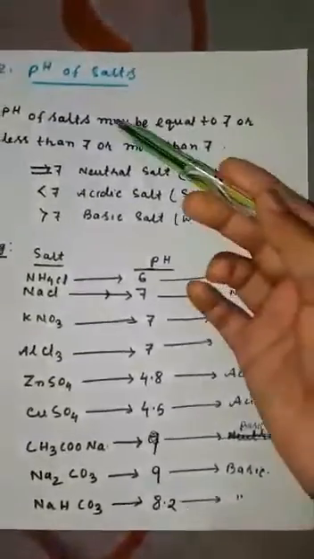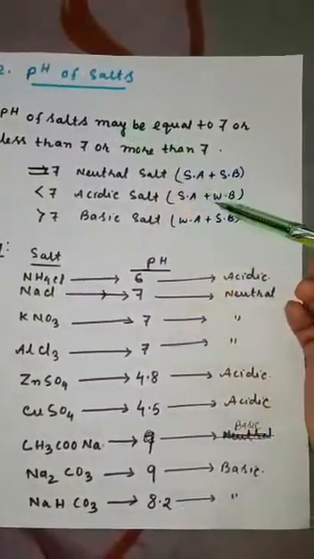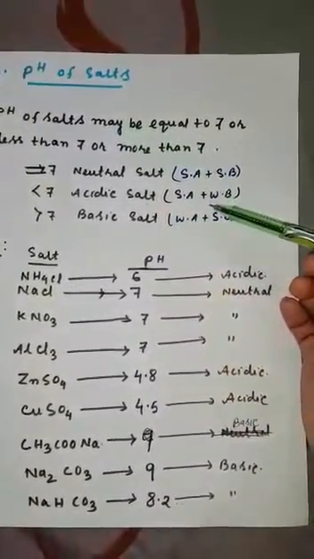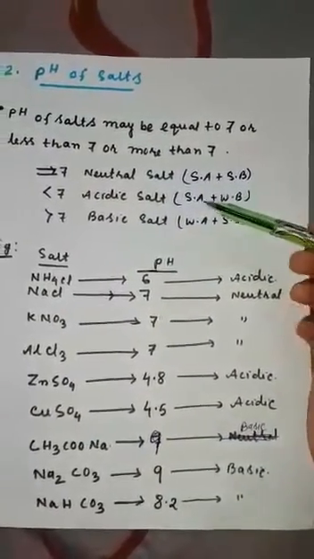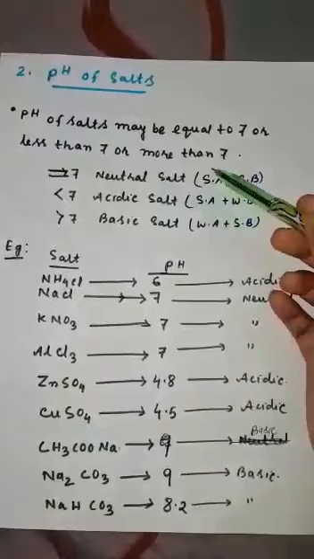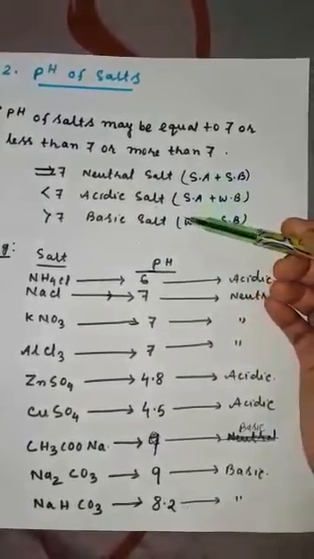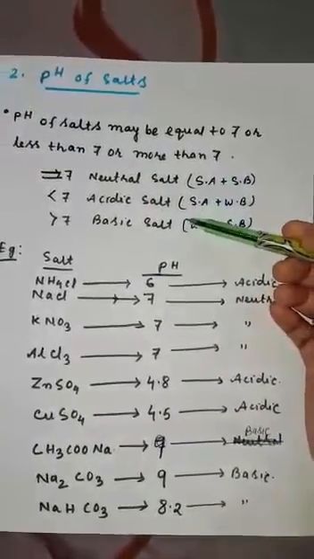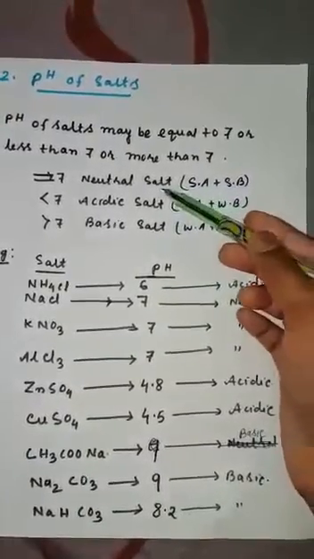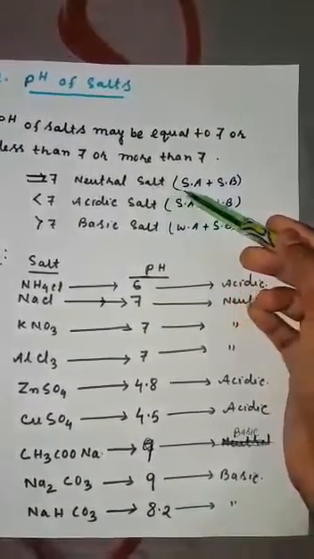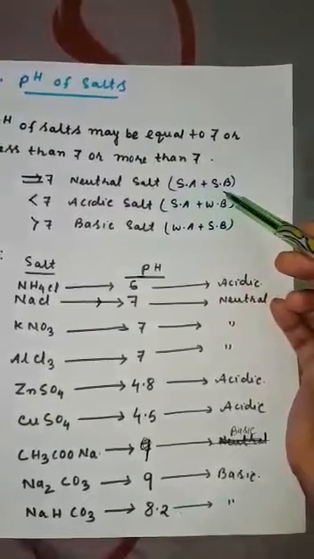Next we will learn about pH of salts. We know that salt is neutral and it is formed by the reaction of acid and base, and the reaction is called neutralization reaction. But now you will come to know that salts can be neutral also, acidic also, basic also, okay. If the pH of the salt is 7, it is considered to be a neutral salt and it is formed by the reaction between strong acid and strong base.